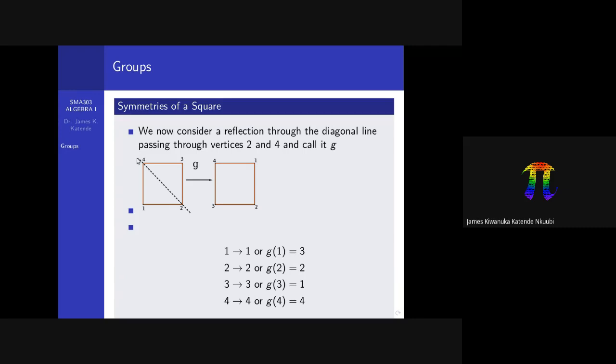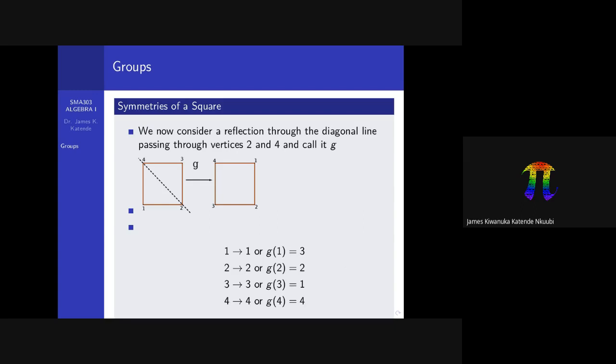And if you reflect along this diagonal, 4 and 2 are on the mirror line, so they will not move. But 1 and 3 will be switched. So you can see 1 and 3 will switch places, but 4 and 2 remain in the same place. So 4 goes to 4, 2 also goes to 2 because they don't move, but 1 goes to 3 and 3 goes to 1. So this gives us a last transformation.